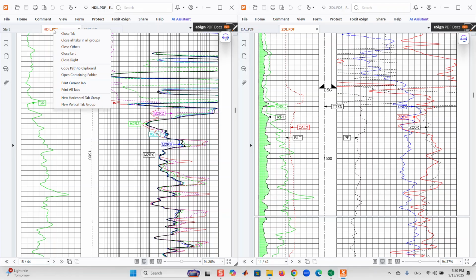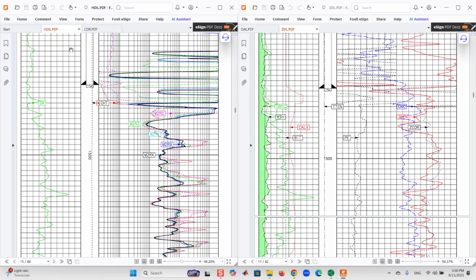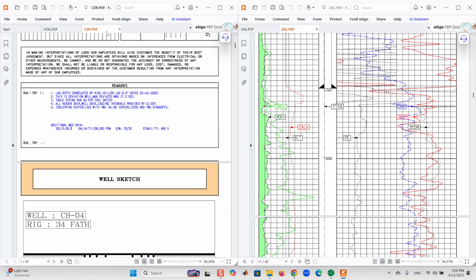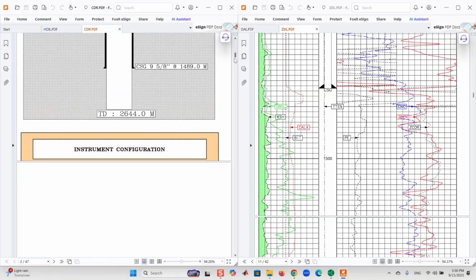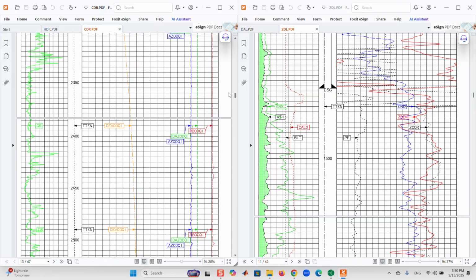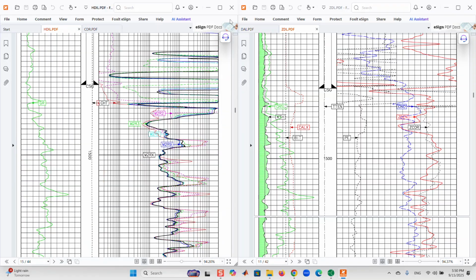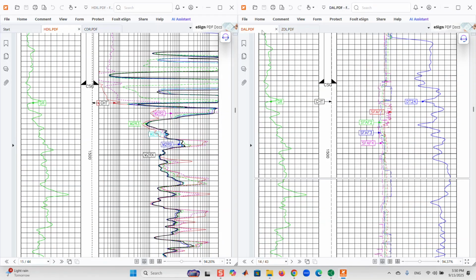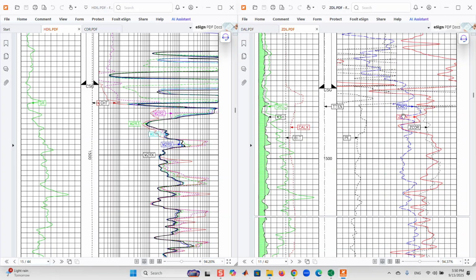HDIL as the resistivity log, CDR as the deviation survey log, and DAL as the sonic recording log, ZDL, CNL, and DSL as the nuclear run.